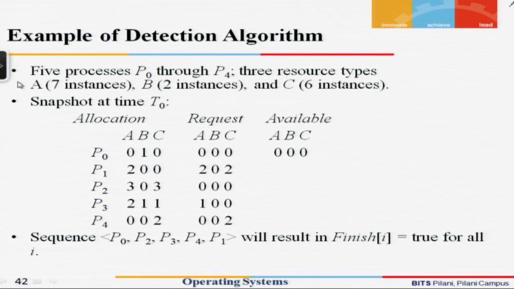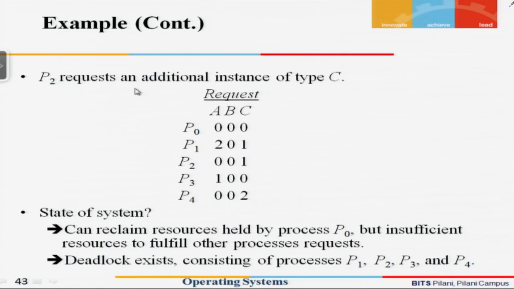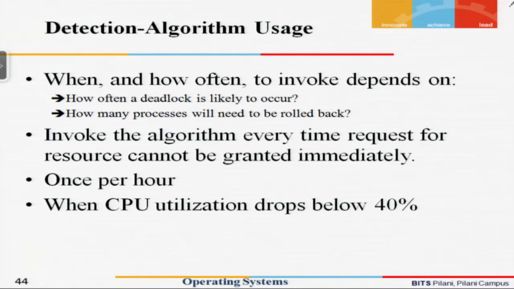We can see examples where the system would actually be in a deadlock. This is an example. What one can do is check that if suppose P2 requests an additional instance of type C. So we would find that eventually the system would get into a deadlock, and the deadlock would start occurring. So now we've seen how to detect a deadlock, how to detect whether the system is in deadlock or not.